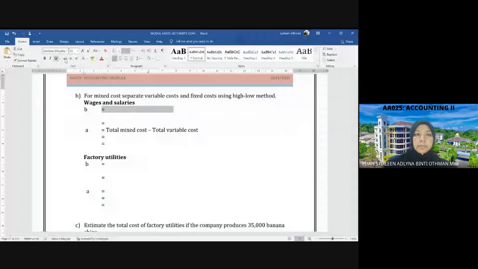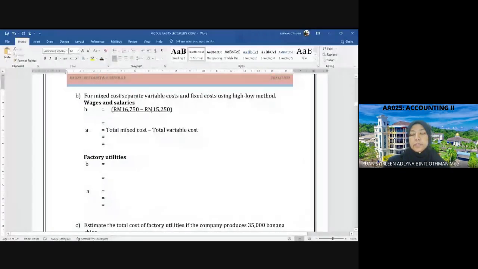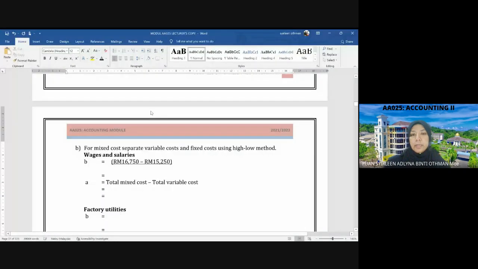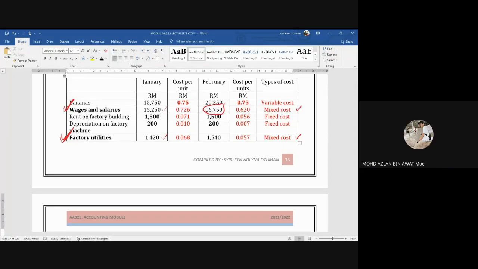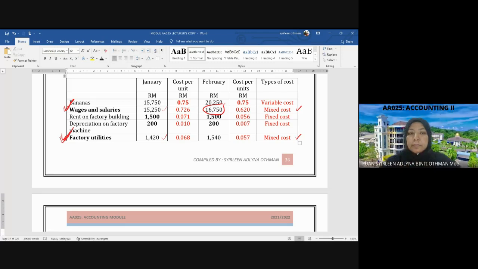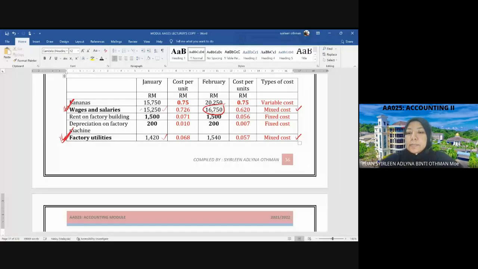Alright, so my highest point here ialah 16,750. My lowest is 15,250. Yang ni senang ya. Sebab saya nak buat untuk wages and salaries. So this is my highest cost. Yes, my dear. Bukan 15,000? Why 16? 16 dia punya highest. Oh, alright. Highest kan? Sebab kita ada 2 figure saja. So highest dia ialah cost bulan February, lowest dia ialah cost bulan January. Boleh Azlan? Okay. Boleh eh?